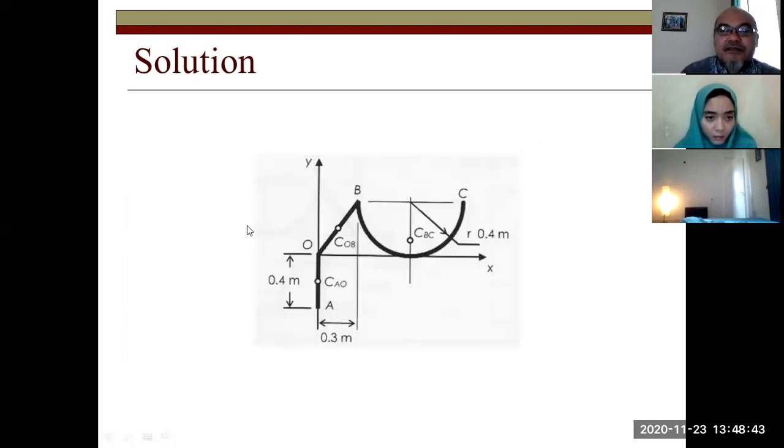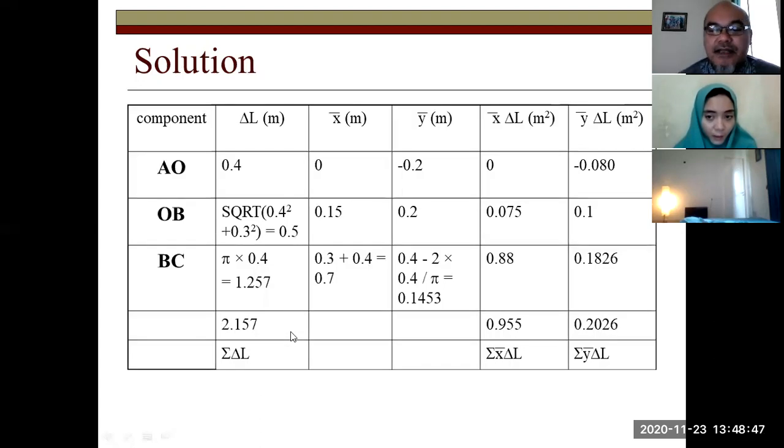OB is this line. So the delta L will be calculated using the Pythagorean theorem: the square root of 0.4 squared plus 0.3 squared equals 0.5. This is delta L. The x coordinate of the center of gravity is half of 0.3, which is 0.15. The y coordinate is half of 0.4, which is 0.2. Then we can easily obtain x bar delta L and y bar delta L.